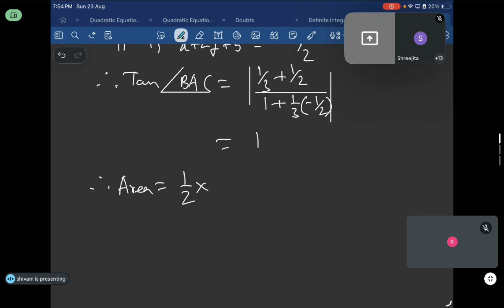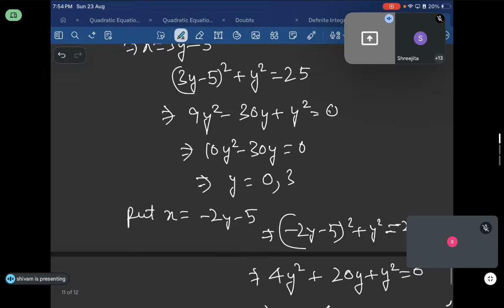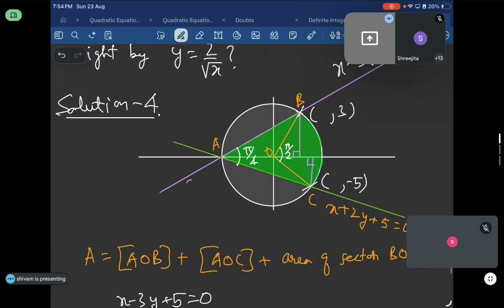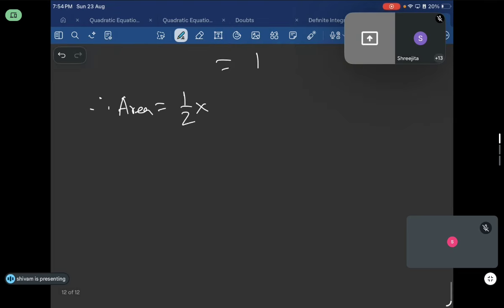Sir, we have to integrate over 25 minus x squared from 4 to 5. Half into base into height, so that is just one branch. We have to integrate 4 branches: half into 3 into 5 plus half into 4 into 5 plus the area of the sector. Area of the sector: the angle at the center we got is pi by 2, right? Means quarter circle.